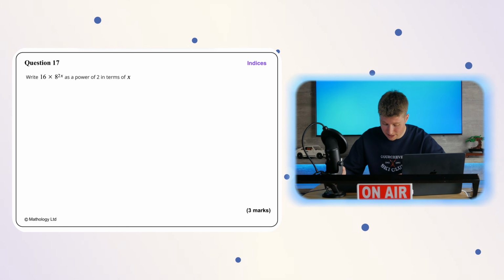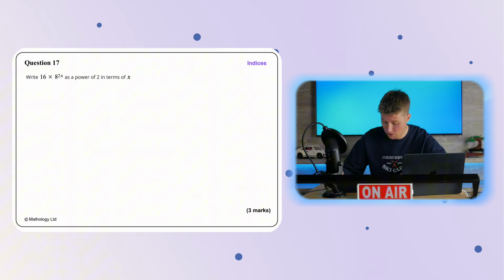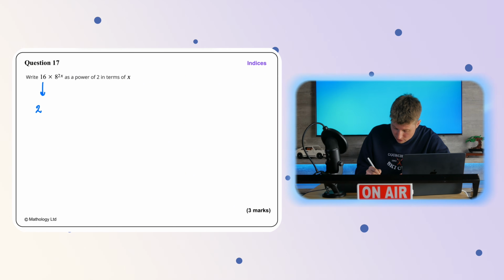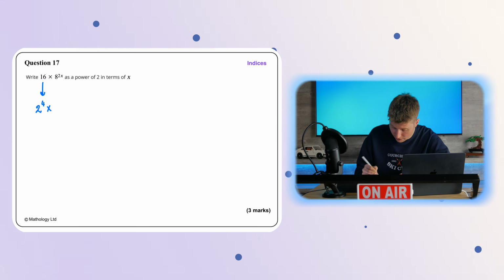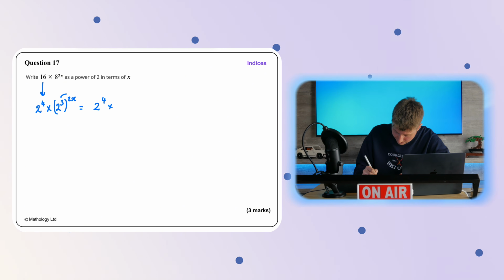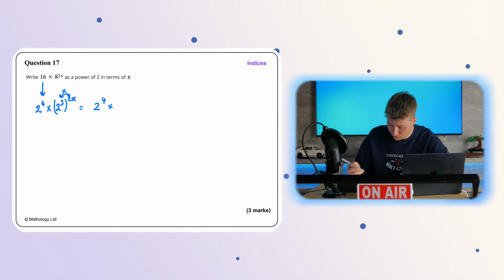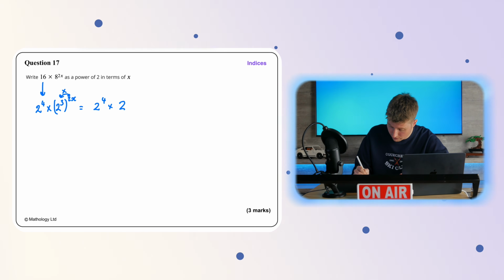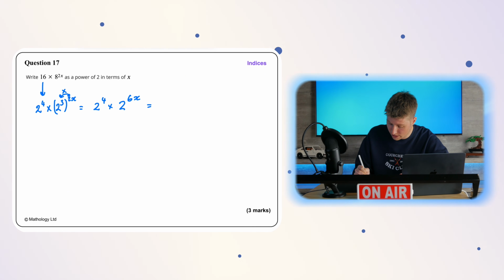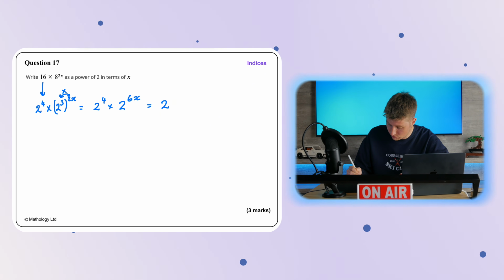Question 17 says write 16 times 8 to the power of 2x as a power of 2 in terms of x. So writing 16 as a power of 2, this is 2 to the power of 4, multiplied by 8 can be written as 2 cubed, and this is all raised to the power of 2x. So if we simplify, when we've got powers next to each other separated by a bracket, we can multiply them together. So this becomes 2 to the power of 6x. And again, same bases, separated by a multiplication sign so we can add the powers. So the final answer will be 2 to the power of 6x plus 4.